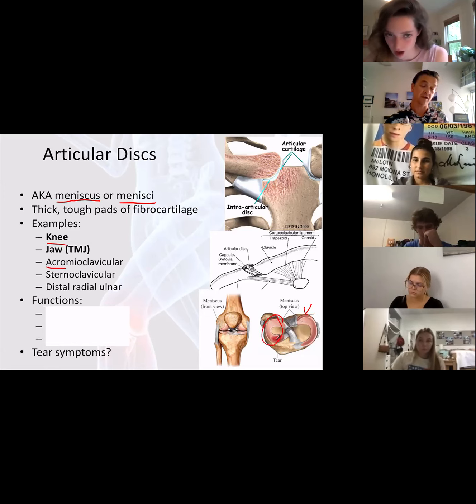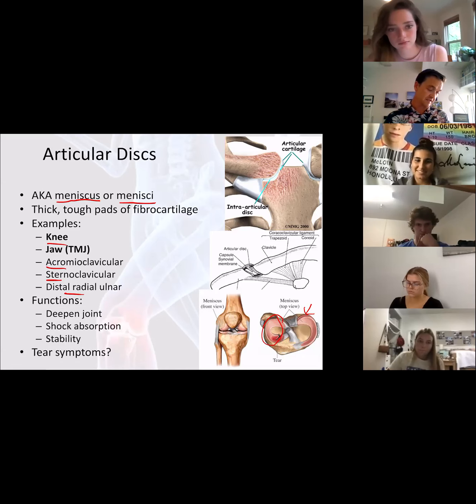We have one of these in what's called the AC joint, the acromioclavicular joint. We'll talk about that more next class with the shoulder. Also the sternoclavicular joint. AC joints out here, sternoclaviculars in here. We'll talk about those more. And then we also have one in our wrist called the distal radial ulnar joint. Those are just some examples. There's more than that in the body too.